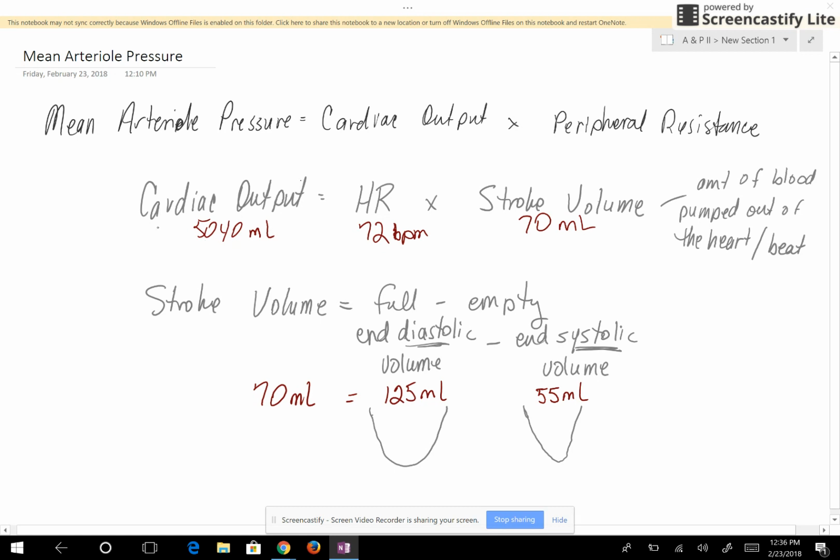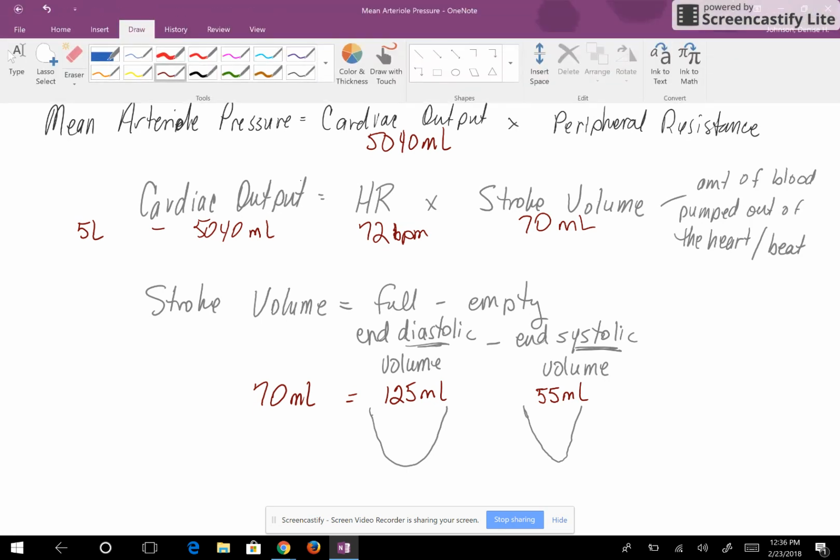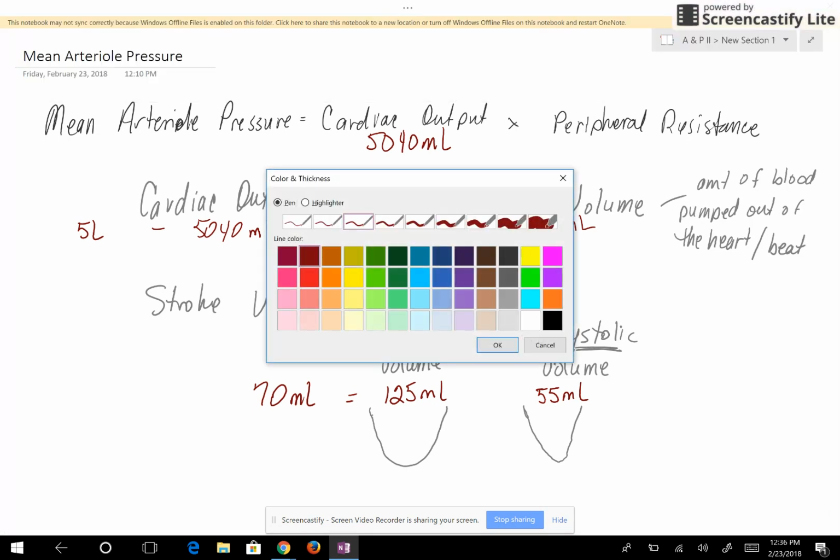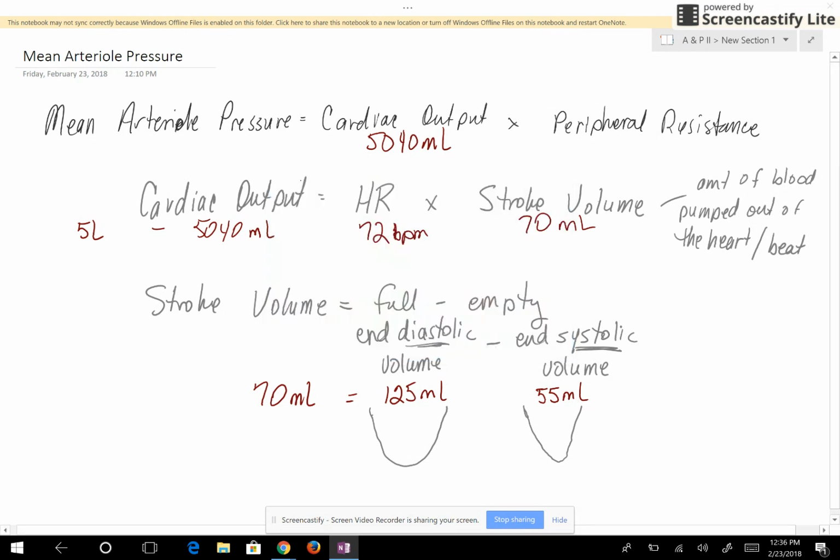If you remember, the average person has 5 liters of blood in their body. So on average, that would mean that every red blood cell goes through your heart once. Okay, cardiac output comes up here to the top. We would say cardiac output equals 5,040 milliliters, and that would be multiplied by the peripheral resistance. I don't know that I've ever seen an actual number for peripheral resistance. It's just going to be talking about how peripheral resistance can be changed and everything. But I do want to look at cardiac output and how it can change.